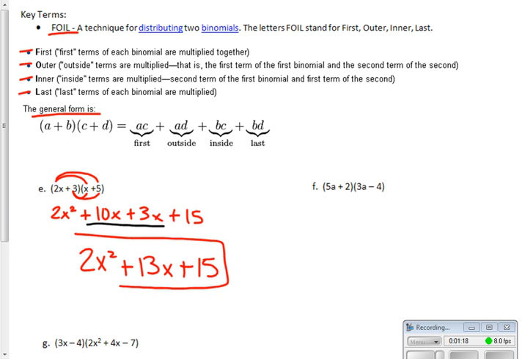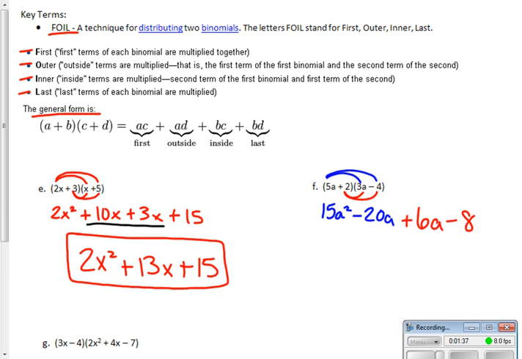Go ahead and pause the video and give example F a shot, multiplying these two binomials. Same concept, FOIL method. Did a little multiplication here for that first term there in blue. Next we'd tackle here in red, multiply your 2 into 3a and your 2 into negative 4. When we do our multiplication, that's what we'd wind up with. Again, combine your like terms. Here's your like terms, so we wind up with 15a squared minus 14a minus 8.